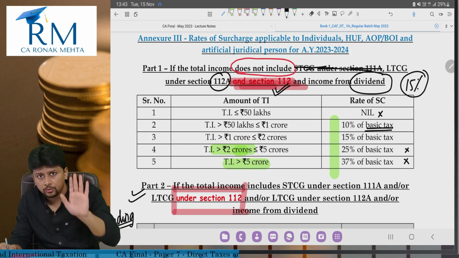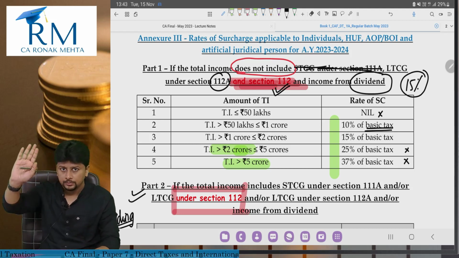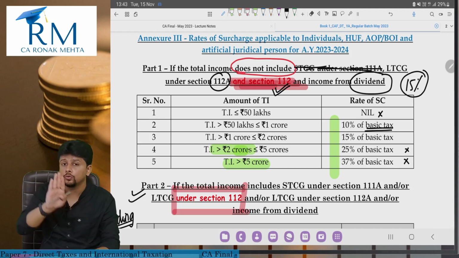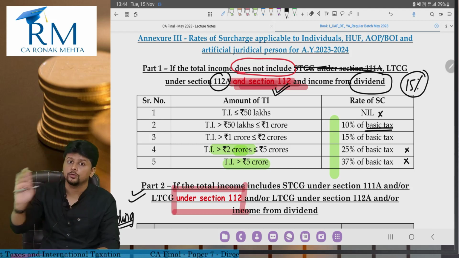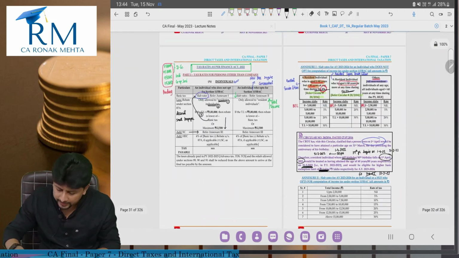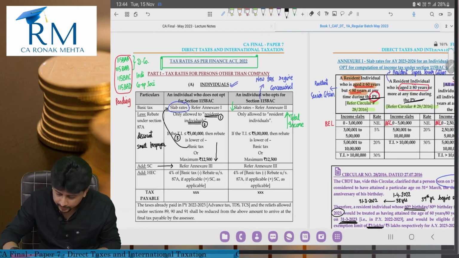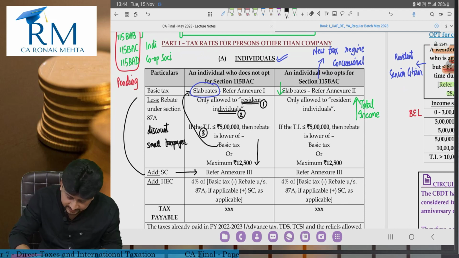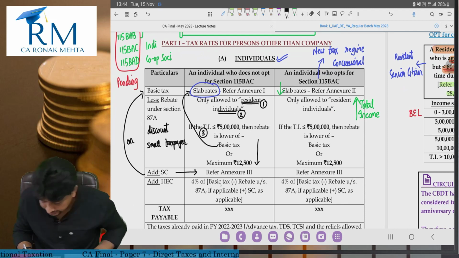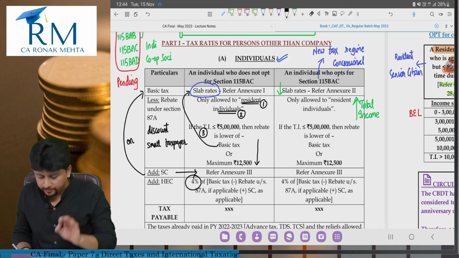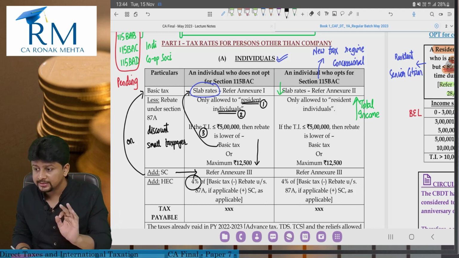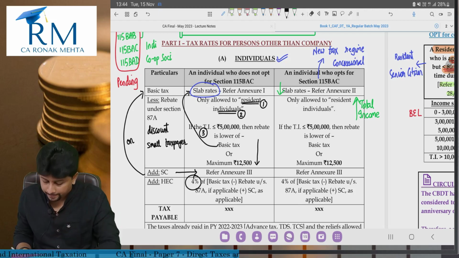50 lakhs, 1 crore, 2 crore, 5 crore. Above 50 lakhs, 10. Above 1 crore, 15. Above 2 crore, 25. Above 5 crore, 37. These are my surcharge rates. Surcharge will always be calculated on basic tax. Health and education cess is 4% of basic tax minus rebate plus surcharge. So these are my tax rates applicable to an individual.